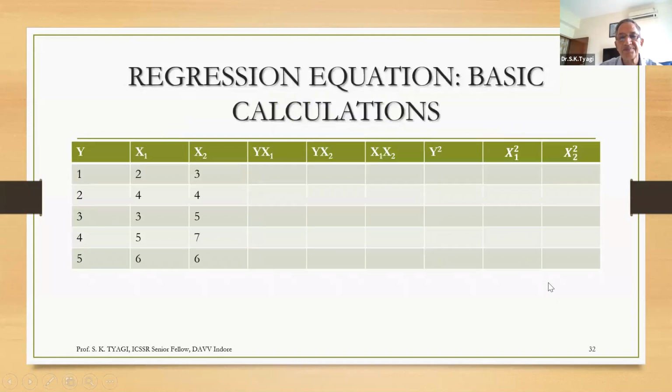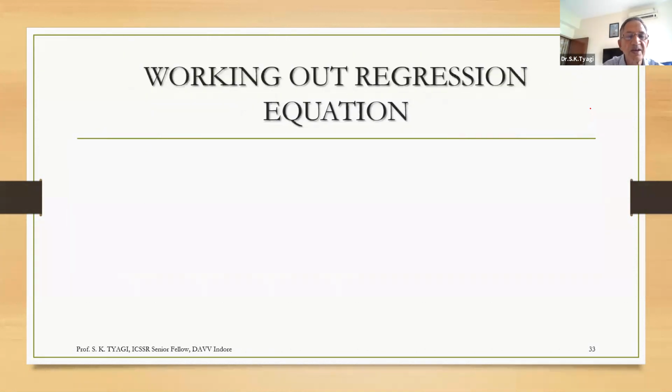Now how to go about it? Say we calculate the cross products yx1, yx2 and x1x2. These are the three cross products, and squares y square, x1 square and x2 square. And from this we will calculate first of all the correction terms: cy, cx1, cx2, cyx1, cyx2 and cx1x2.